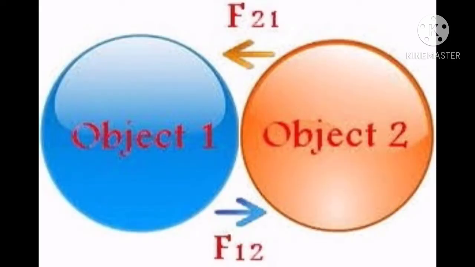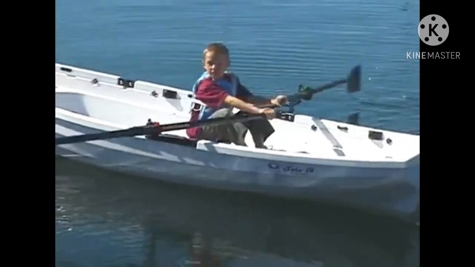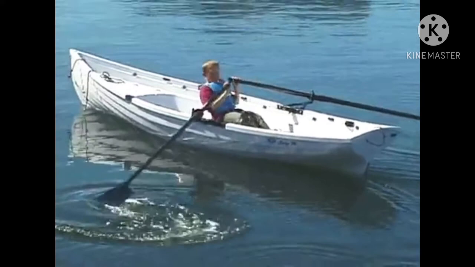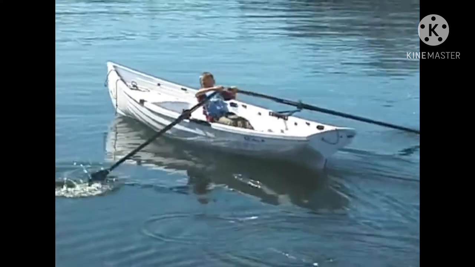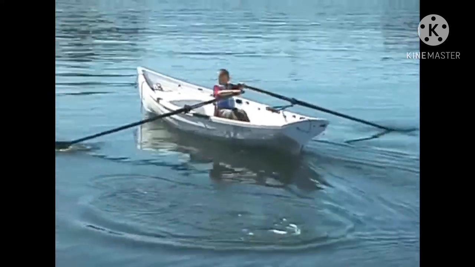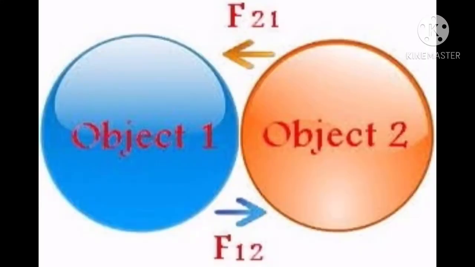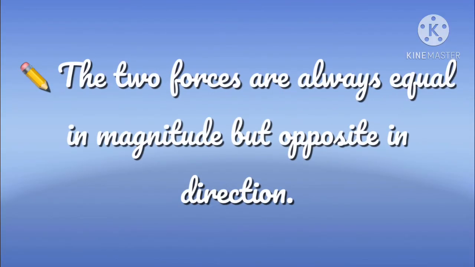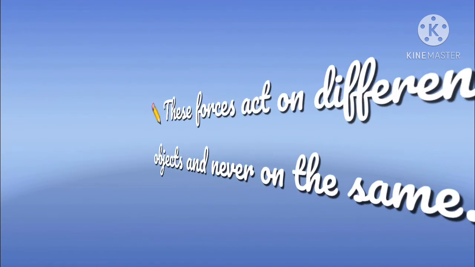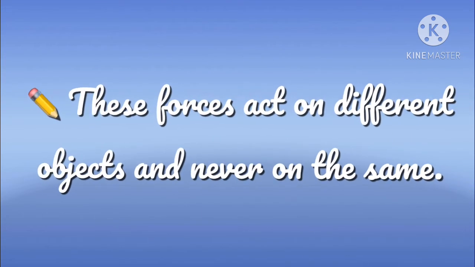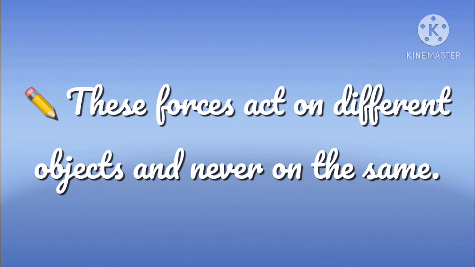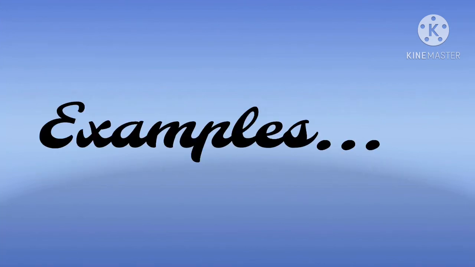According to Newton's third law of motion, when one object exerts a force on another object, the second object instantaneously exerts a force back on the first. The two forces are always equal in magnitude but opposite in direction. These forces act on different objects and never on the same. Let us watch this video clip to understand more.